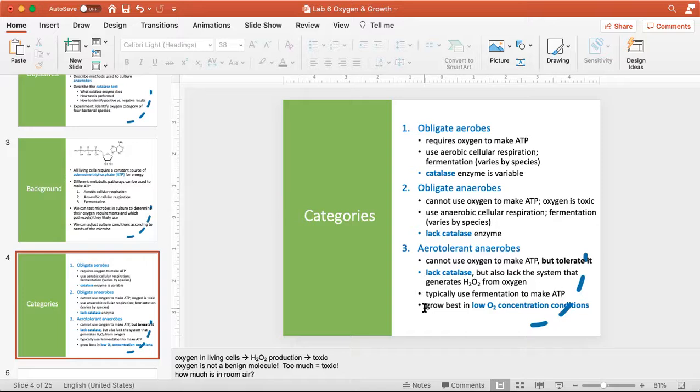They grow best in low oxygen concentrations. Make a note of this. Put a little star next to this in your notes. It turns out that aerotolerant anaerobes actually grow best in environments where there's a low concentration of oxygen, so less than what you would find in room air.